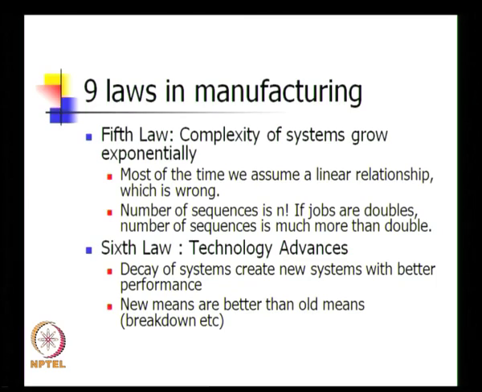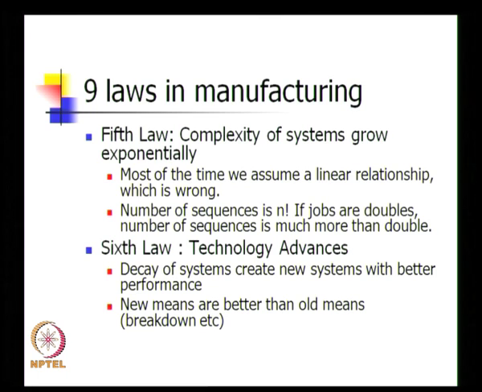Complexity of systems grow exponentially. This is also important. Many times we assume a linear relationship amongst parameters, but then we have to understand that complexity of systems grow exponentially. A simple example is for n items, if there are n factorial sequences, for 2n items we will have 2n factorial, which is not 2 times n factorial. So, the moment systems exhibit nonlinearity, it becomes difficult to model them.